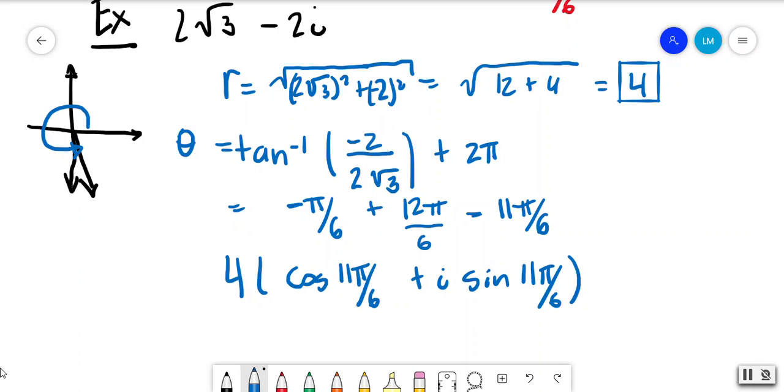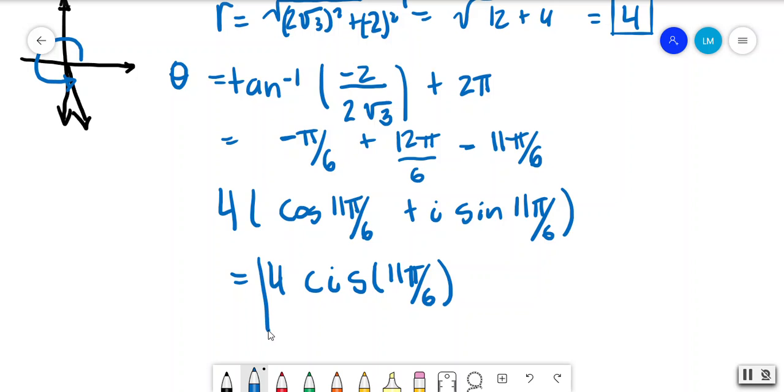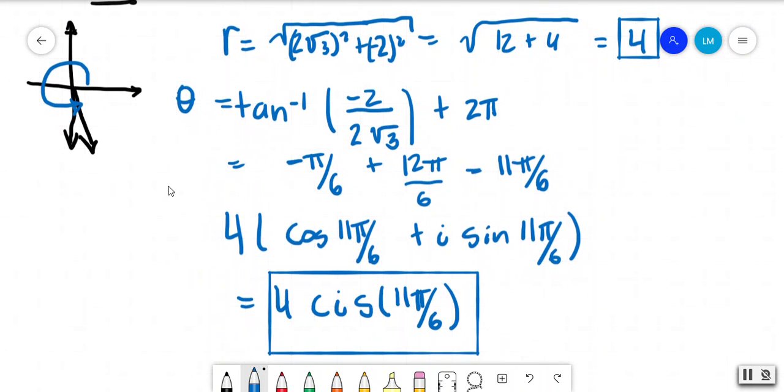Now, of course, technically you could compact this using the cis notation, but I couldn't honestly tell you how often you're going to use that notation, because mostly we use a different notation. Okay, so that's how I convert from rectangular to polar form.